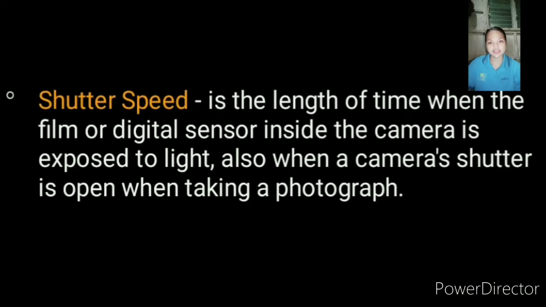Shutter speed. Shutter speed is the length of time when the film or digital sensor inside the camera is exposed to light. Also, when a camera shutter is open when taking a photograph. So, shutter speed doesn't just control how much light is allowed to pass through the lens to your camera sensor. It is also responsible for the appearance of motion in your photos.